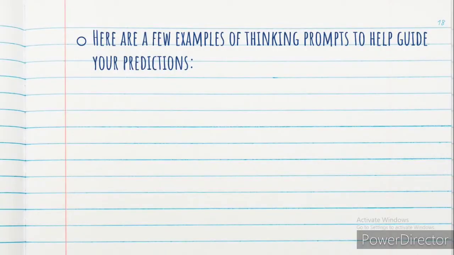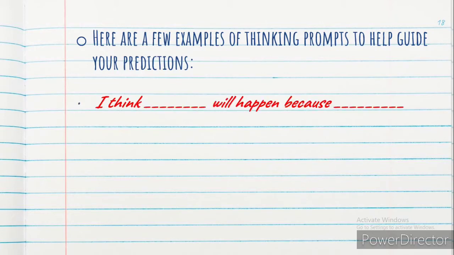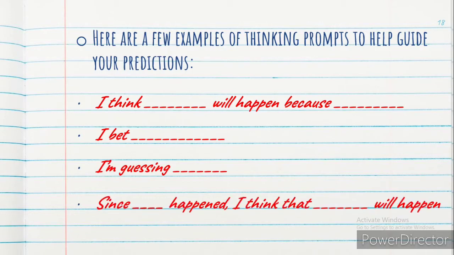Here are a few examples of thinking prompts to help guide your predictions. I think blank will happen because blank. I bet blank. I'm guessing blank. Since blank happened, I think that blank will happen. I think the character will blank because blank.